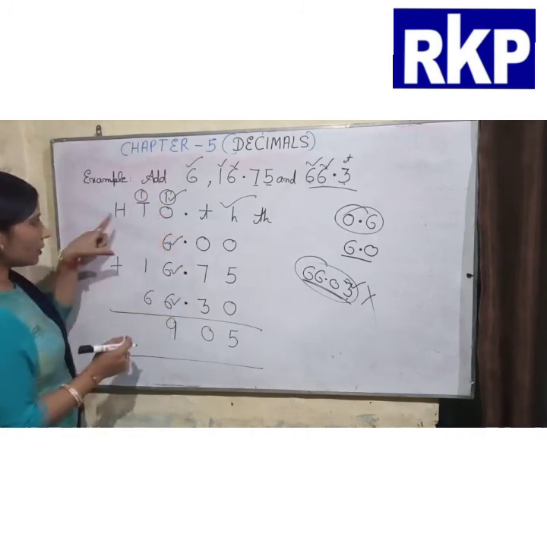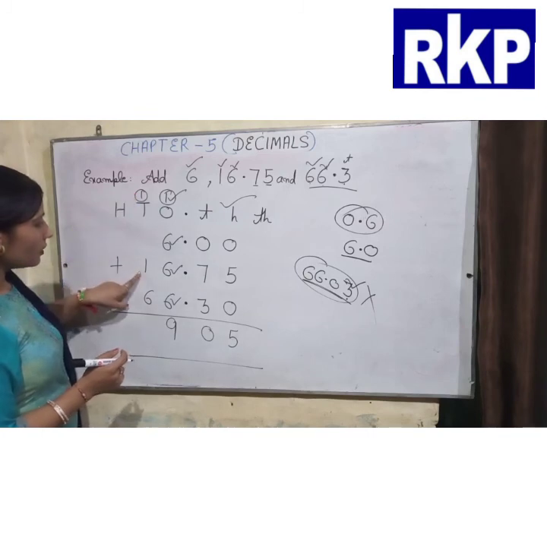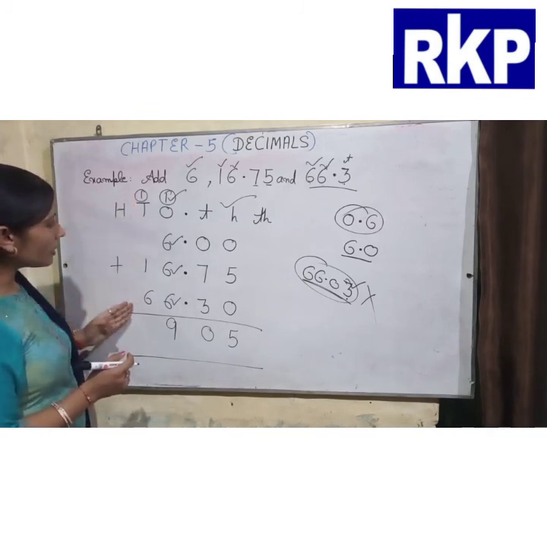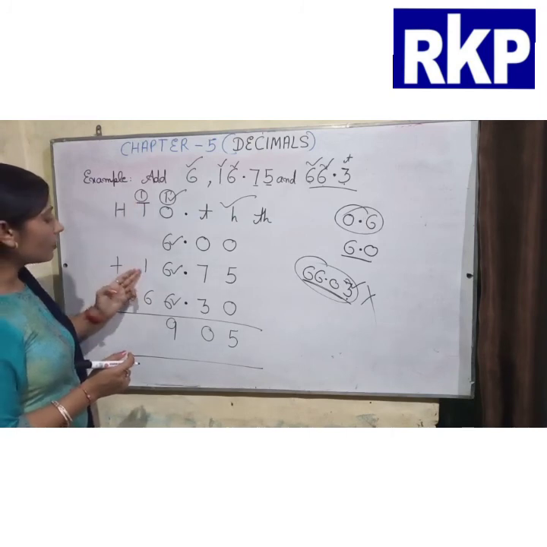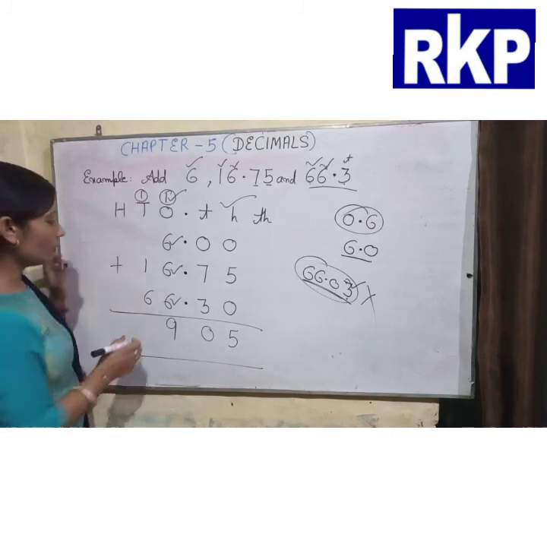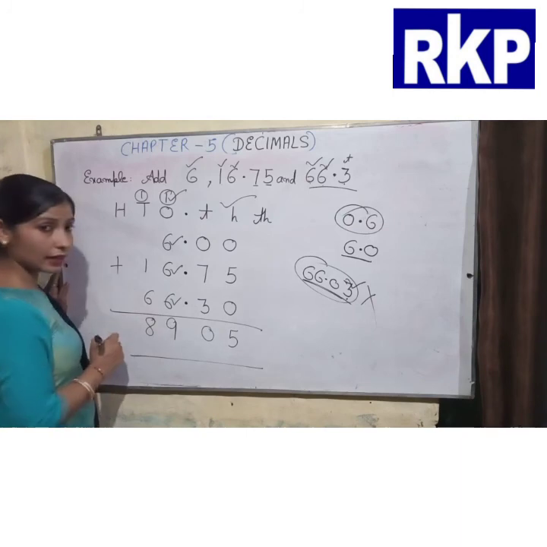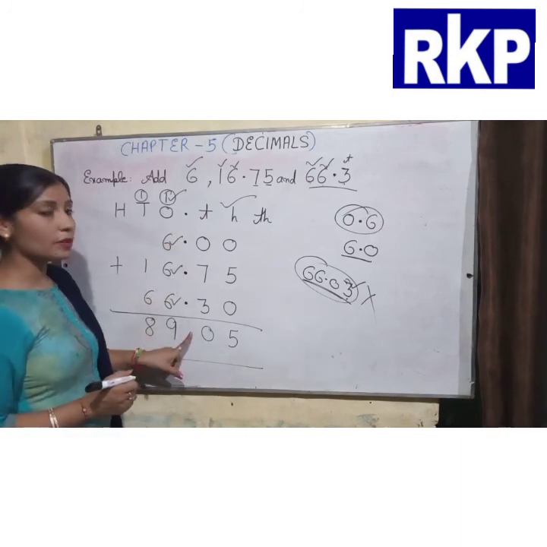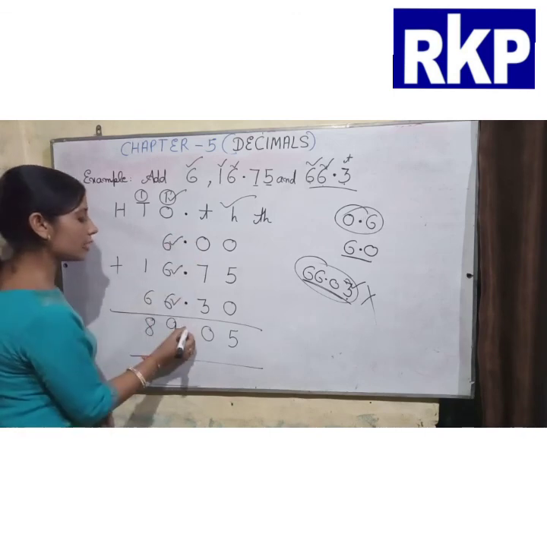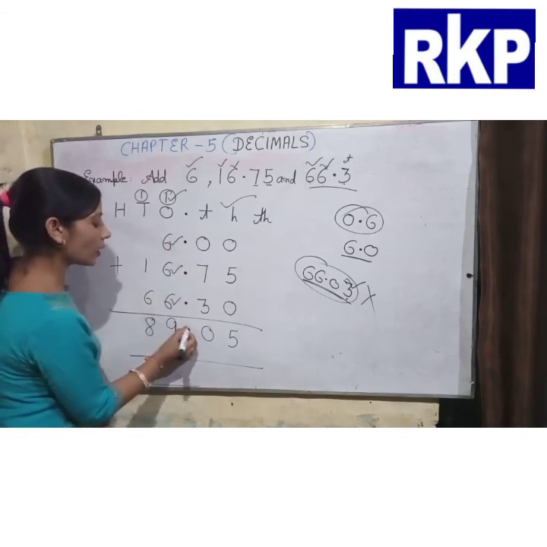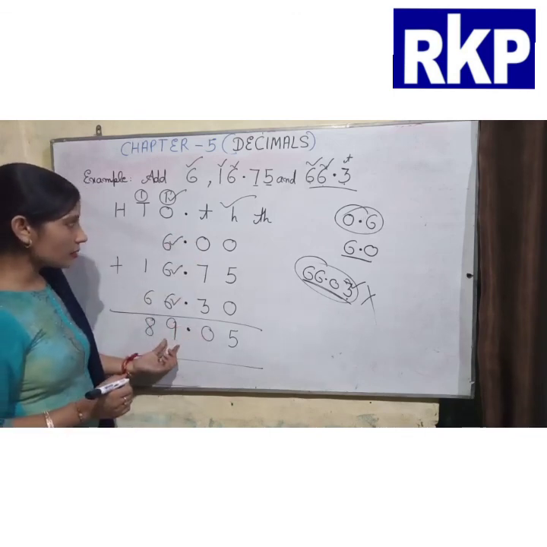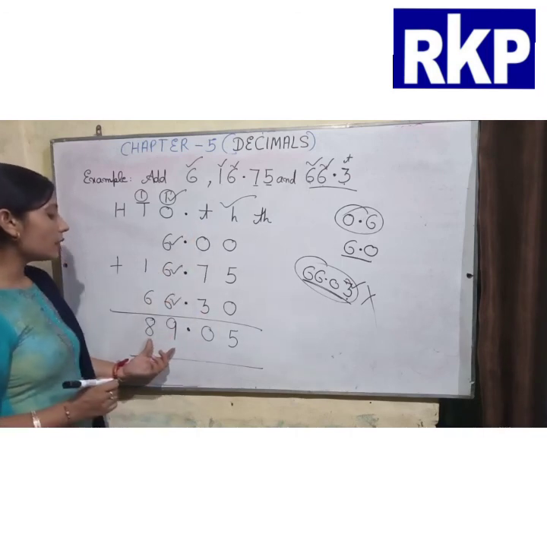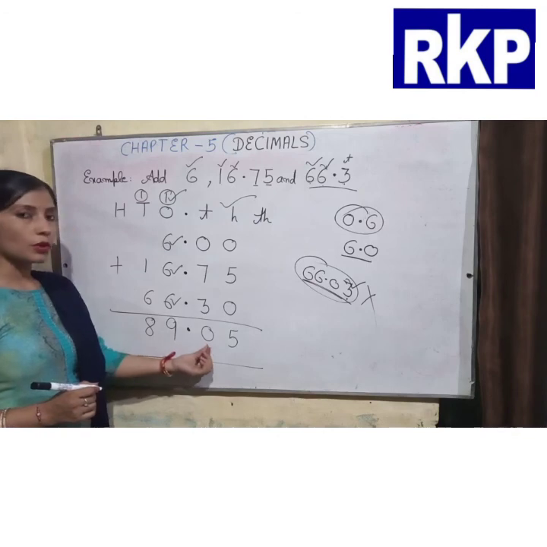And here beta 1, 1 and 6 in tens column. So we have to add these. 1 is carry and 1 and 6, so we will get 8. And here beta, don't forget to put decimal point. Here we have to put decimal point, okay, between ones and tens places. So our answer will be 89.05.